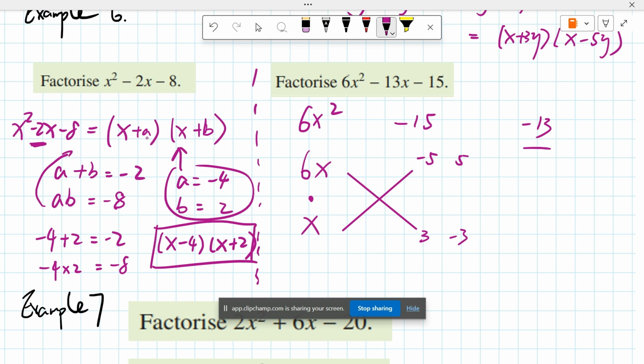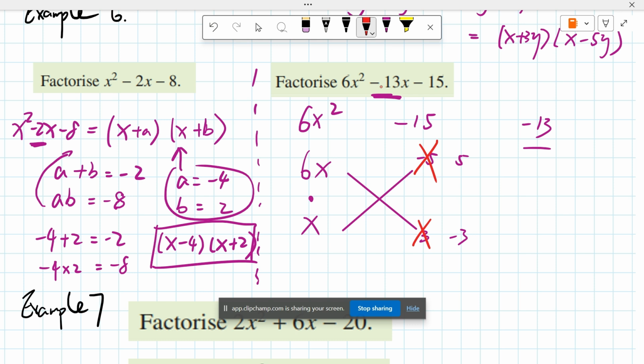So we could substitute in now. Let's have a look. If you multiply 6x by 3, that is 18x, and x times minus 5 is minus 5x. If you add those together, it doesn't look like it's minus 13. Which means those two are not right.